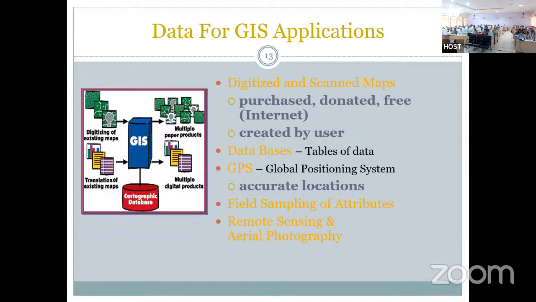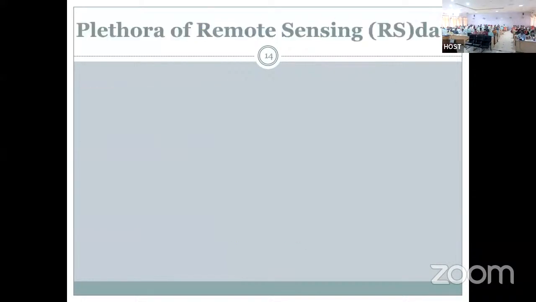The other is field sampling, because you are all very active in the field, and you take a lot of samples. You can use that in your GIS. And most importantly, you can use your remote sensing data from satellites, drones, etc. in your GIS. Apart from this, there is a lot of data available. I'll just show you some of the data.